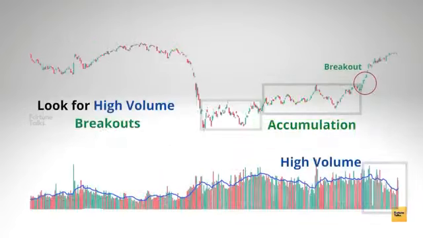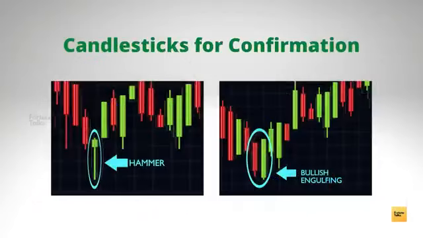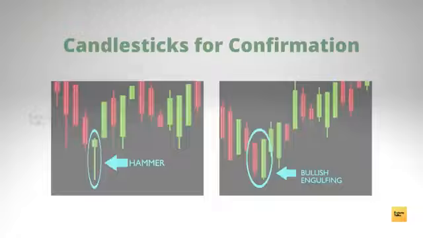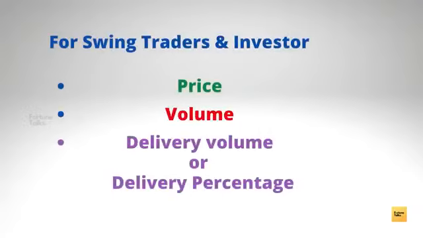Now, whenever you decide to buy, ensure that the volumes are substantial. This means that you should be buying along with the smart money. Also you have to look for bullish candlestick patterns like hammers or engulfing candles to confirm your trade entry. You will find more details regarding this on my candlestick video. Now, all is well if you are an intraday trader, but if you are a swing trader or an investor, you will have to keep an eye on a third parameter, which is either the delivery volume or the delivery percentage.